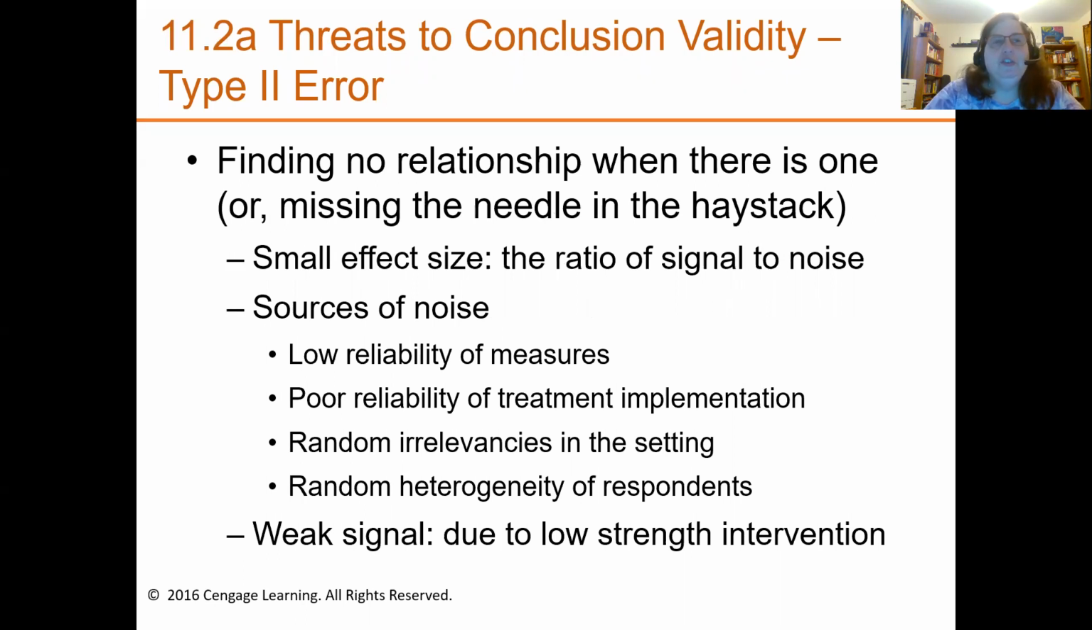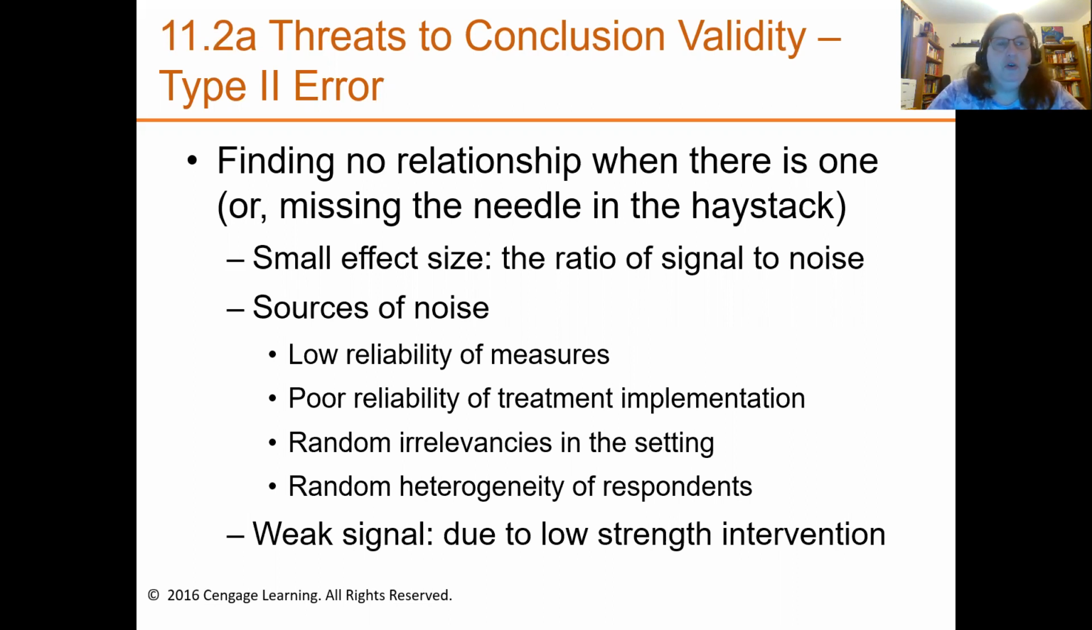Okay, so threats to conclusion validity, Type 2 error: finding no relationship when there is one, or missing the needle in the haystack. This can happen because you have a small effect size. And that's the ratio of signal, or of good stuff, to noise, or of the variability.